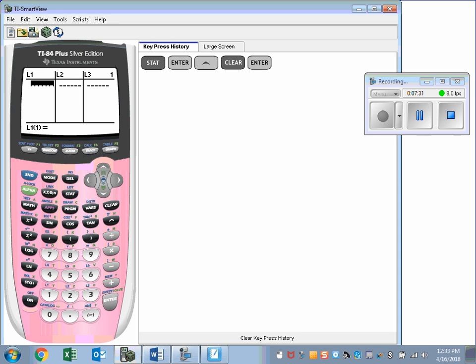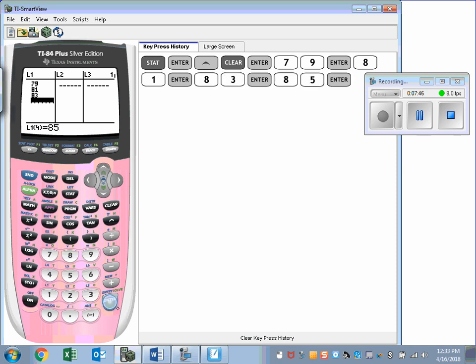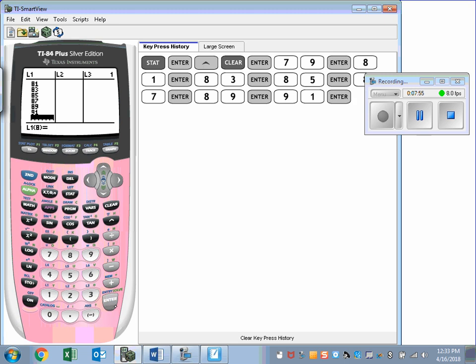So I refer back to my list of numbers on page 10, and I have 79, enter, 81, enter, 83, enter, 85, enter, 87, enter, 89, enter, 91, enter. Alright, so at the bottom it says 8 right there, okay? So we should see an 8 there, for the number of spaces you have on that list.